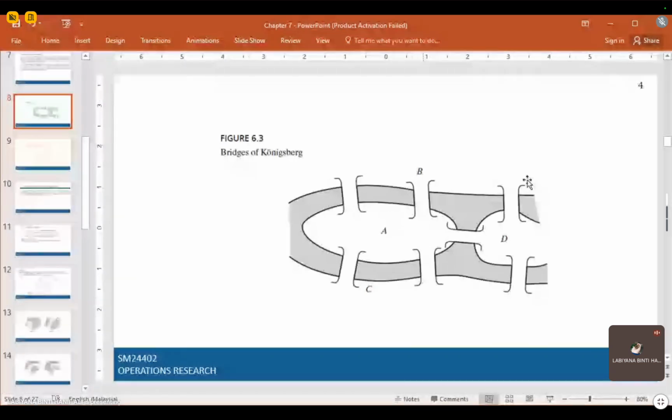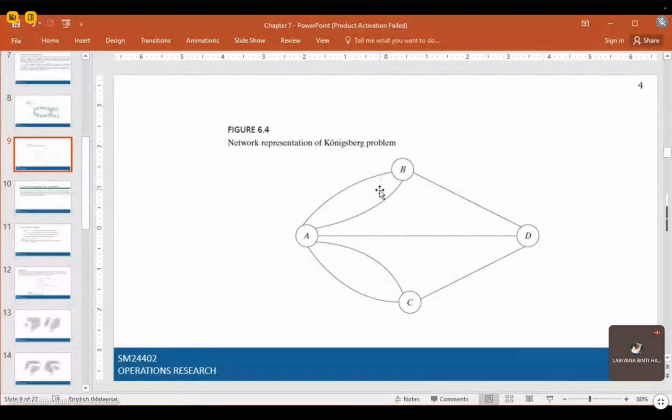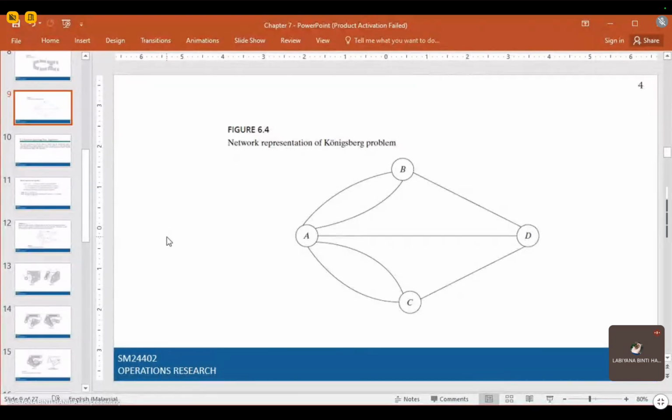So from this real phenomenon, they can get a network representation of the Königsberg problem as this one. So this is section A, section B, section C, section D. They connect by the bridges using these arcs, so it can be represented as this one. Now we try to find the solution of the network.